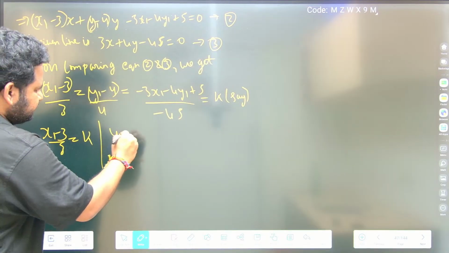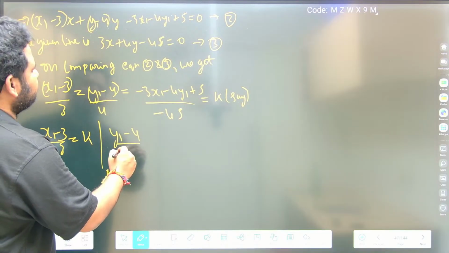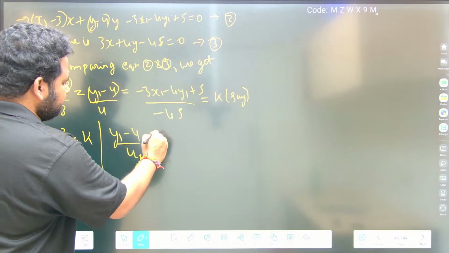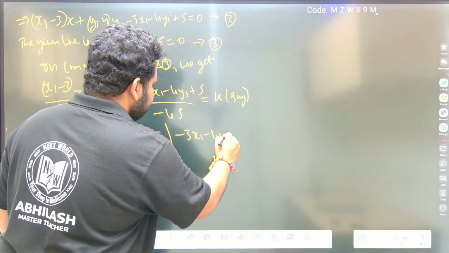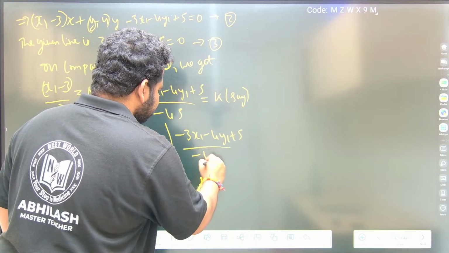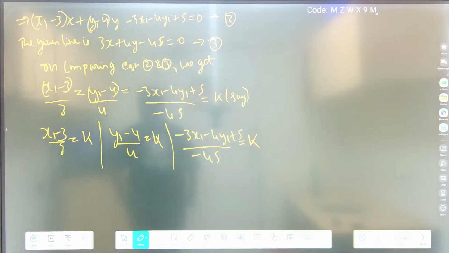Now we will equate each of these things to k. (y1 minus 4) by 4 is equal to k. And (minus 3x1 minus 4y1 plus 5) by minus 45 is equal to k. Let us write it like this. I hope it is clear till here.